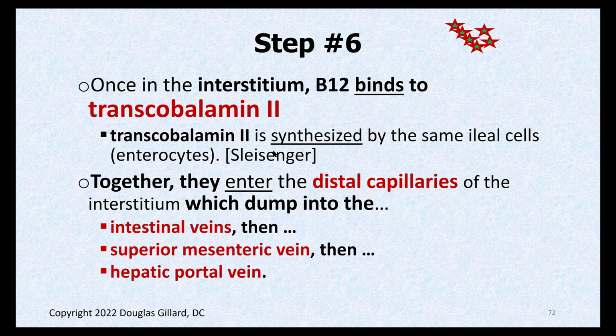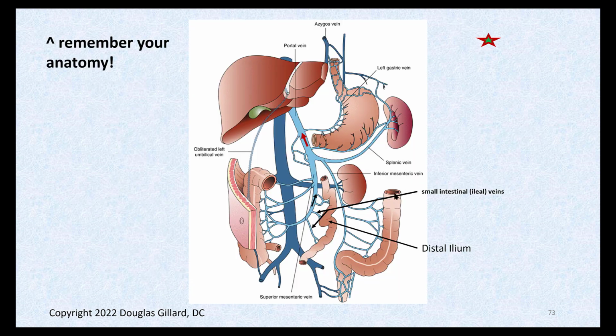And these two get sucked into the distal capillary of intestinal veins. And then they go through the superior mesenteric vein, hepatic portal vein, and they're in the liver. Remember your anatomy. So here's the distal ileum. Remember, there are those small intestinal veins. I'm not showing the capillaries, but the capillaries would be all over the place. And the venules, they're the venous part of the capillary. The distal capillary is kind of sucking on the interstitium, and it sucks up cobalamin 2 and the vitamin B12, and off it goes.